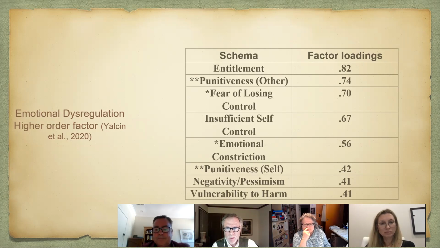As far as that clustering, the entitlement, punitive other, fear of losing control, and self-control, it's really around anger. And if we're looking at BPD, the buildup of unmet needs and exploding seems to be driving that, and the loss of self-control. So we have emotional constriction as part of that. It's the BPD cycle of detached protector, holding in, blocking things out, building and exploding.